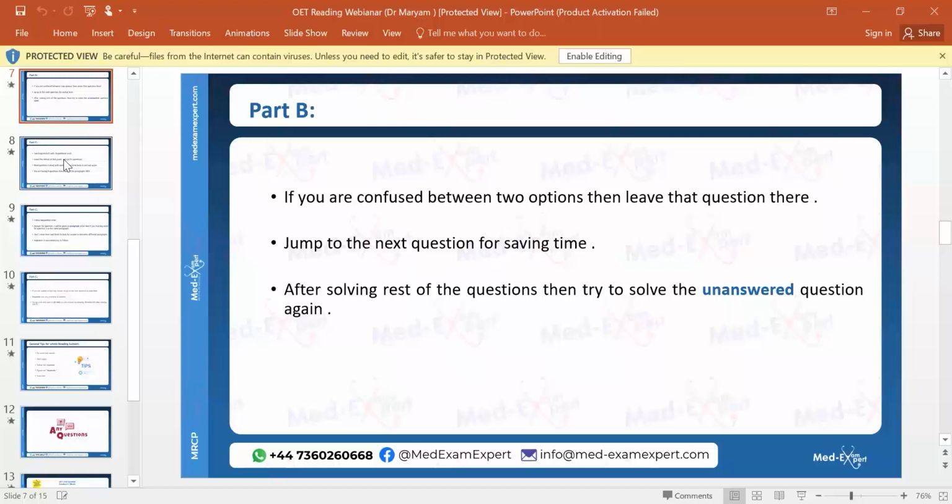Jump to the next question to save time. After solving the rest of the questions, try to solve the unanswered questions again. Many students leave questions because they try to save their time. So at the end, please make sure that you have answered all the questions. Never ever leave any question unanswered. Please, next slide.